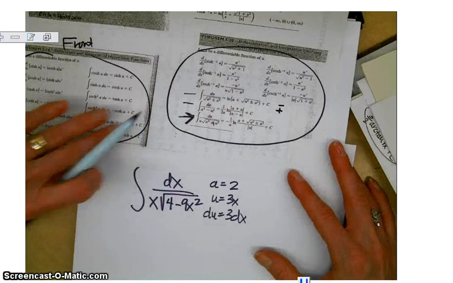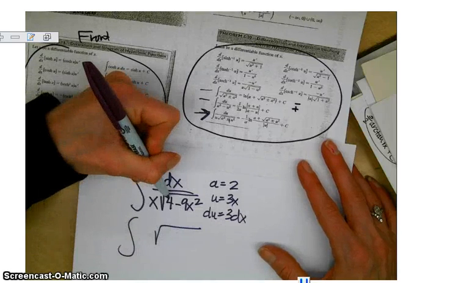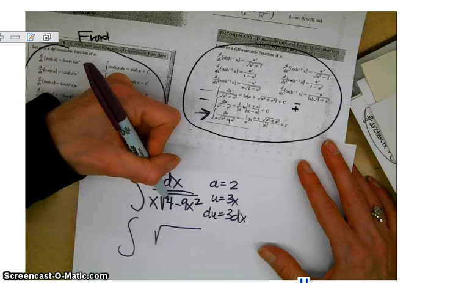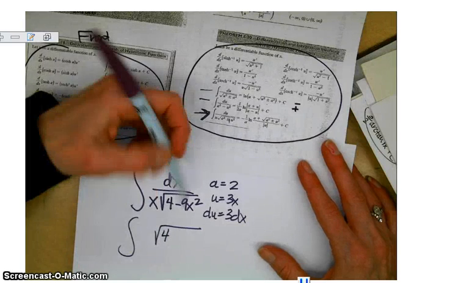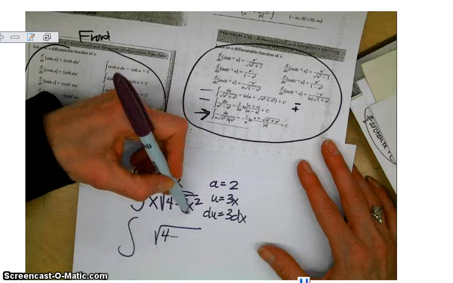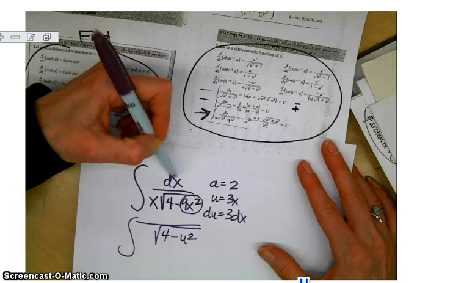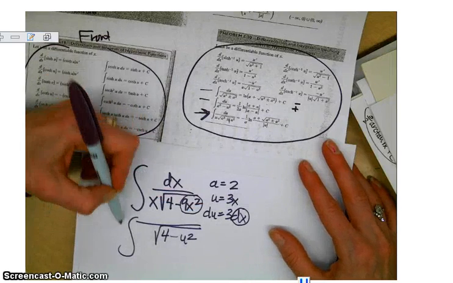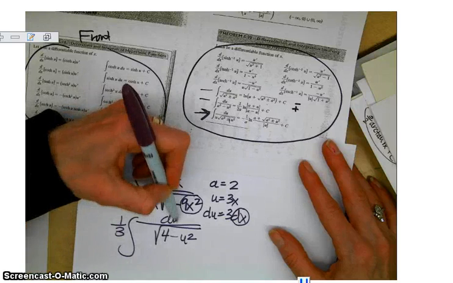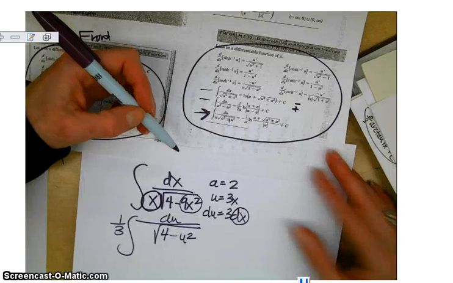So what am I going to put under the radical? What's that 4 going to become? A squared. Well, it can stay 4. That's fine. But what's this part going to become? U squared. Okay, what am I going to replace the dx with? 1/3 du. And what am I going to change that x into? What does x equal?